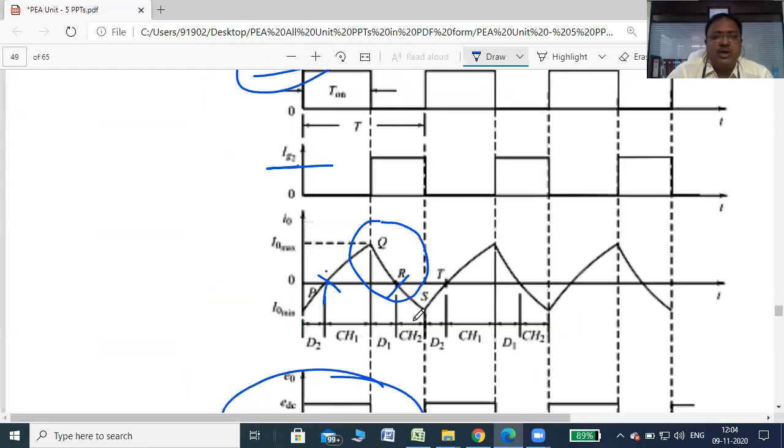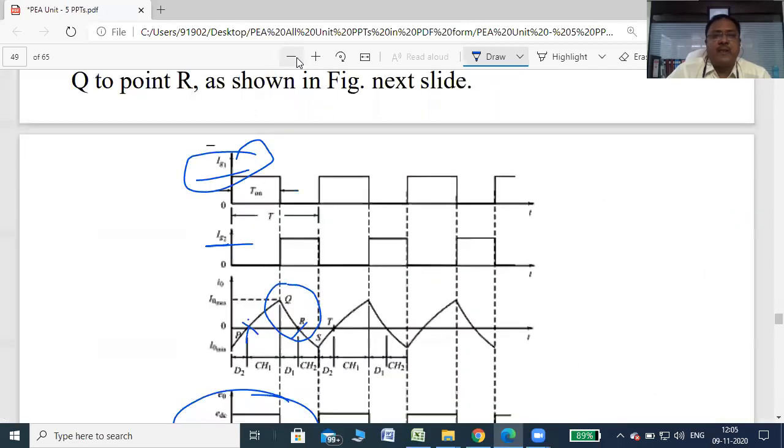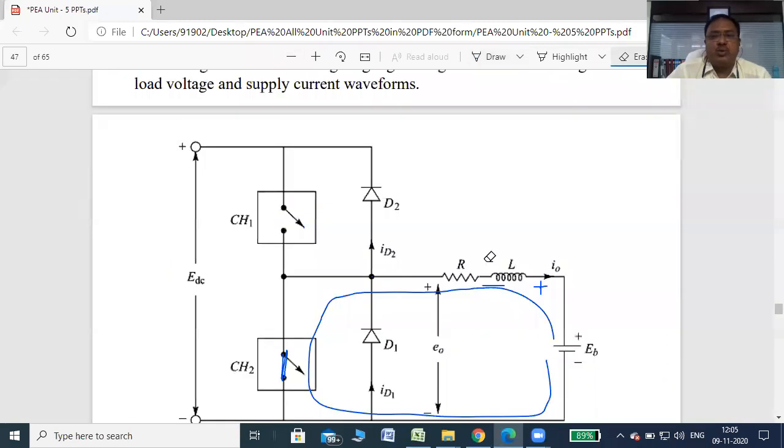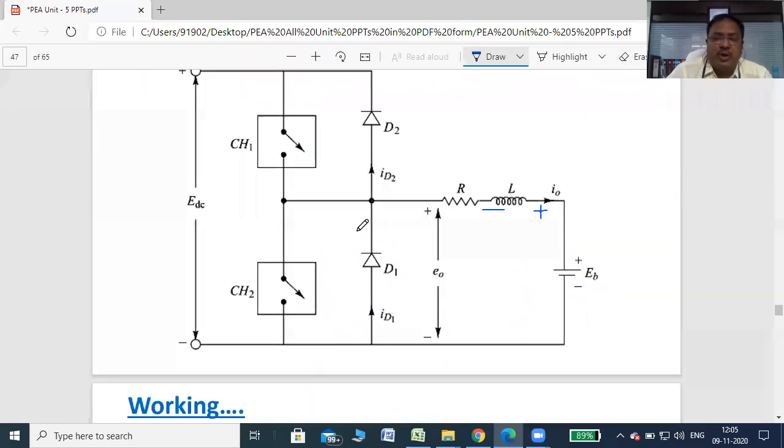From point R to S, your current is negative when chopper 2 is on. Then at this instant S, chopper 2 turns off. I'll show you chopper 2 turning off. Now when chopper 2 is on, the energy stored by the inductor has positive polarity on this side and negative on this side. But whenever chopper 2 is off, the polarity of this stored charge immediately gets reversed. So this becomes positive and this becomes negative, right?